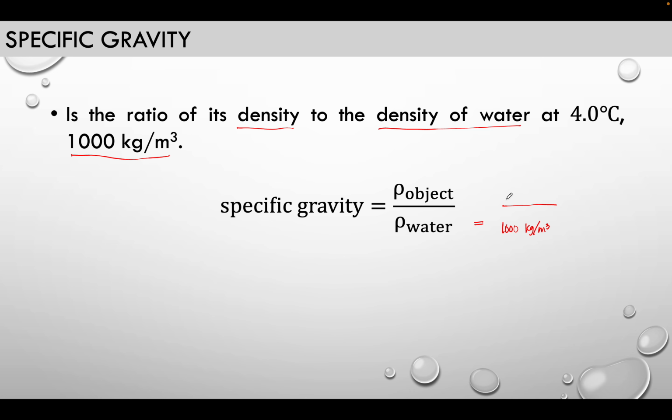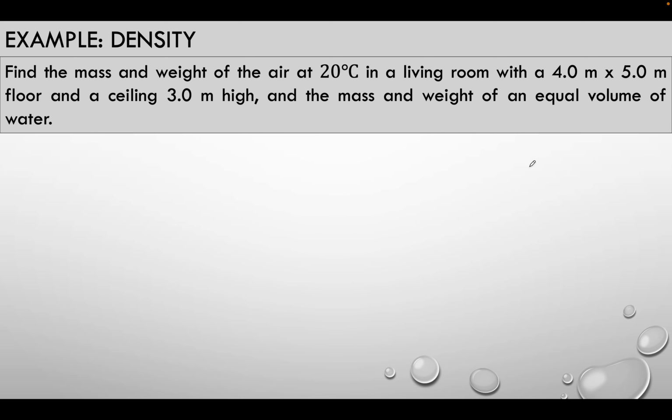So specific gravity is equal to the density of any material, let's say the density of steel or aluminum or air or any material that is used, divided by the density of water, which is equal to 1,000 kilogram per cubic meter, and that will be the specific gravity. So again, specific gravity is the ratio of the density of the material to the density of water.